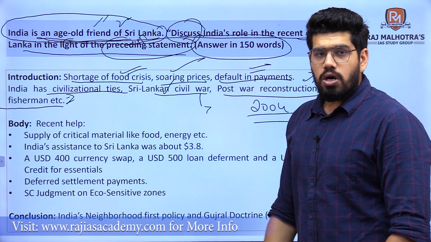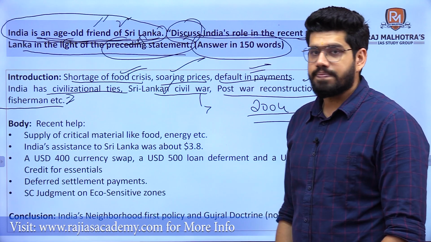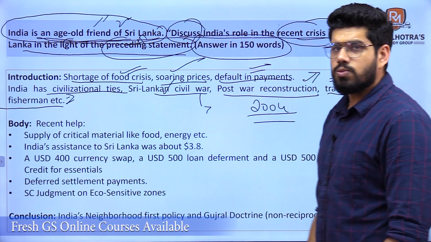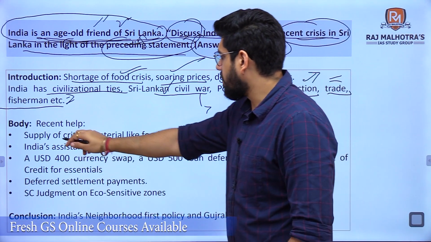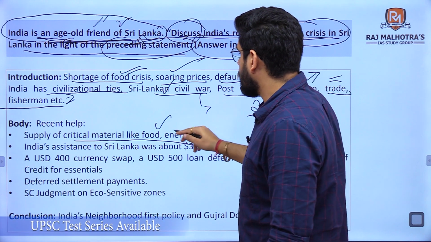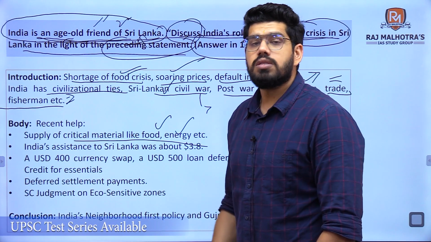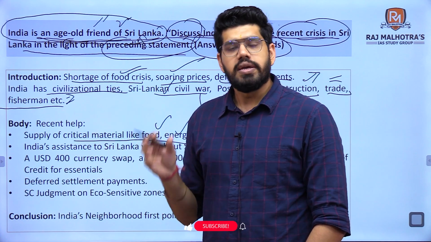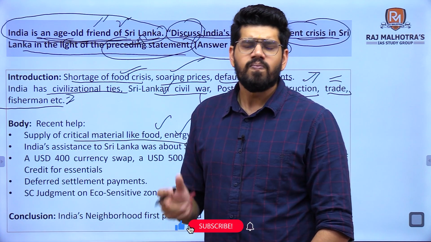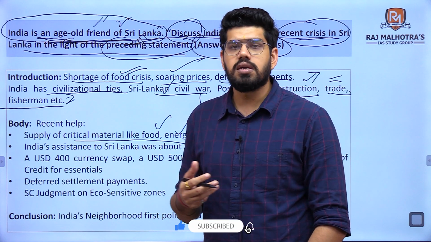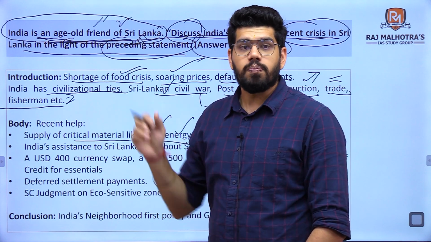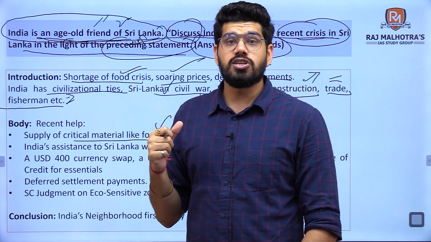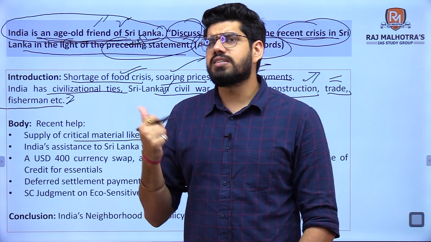So these issues can be reflective of India and Sri Lanka as age-old friends. Now, in the recent crisis, what help has India given? The question primarily talks about the recent crisis. India has supplied critical material like food and energy support to Sri Lanka. Now, why is there a crisis in Sri Lanka? They are not asking you that in this question. So don't start mentioning in this answer that there is a crisis in Sri Lanka, that default on payment was a very big issue, or that their agriculture policy became an issue. They are not asking about that.